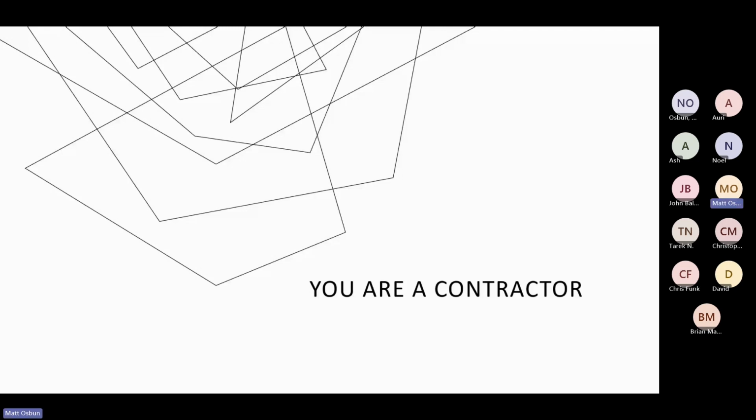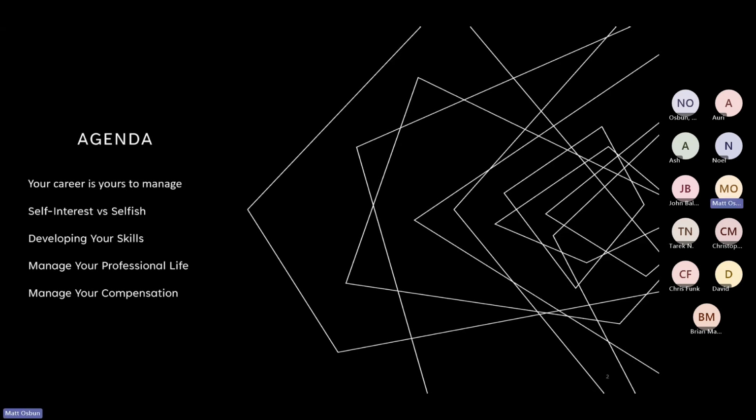So we're going to talk about a few things today. We're going to start off with the simple fact that your career is yours to manage. You are a contractor. You are a contractor for every place you work. Doesn't matter if you're an actual contractor or if you have a full-time job somewhere, you have one job and one job alone. You work for yourself. And your only job is managing your career. Everything else is just contract work you do for somebody else. So first thing we're going to look at is how this is yours and nobody else's.